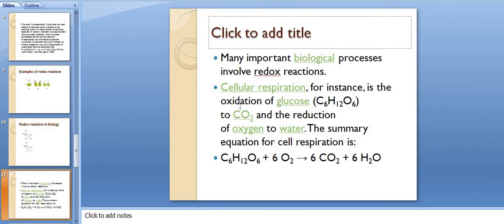Cellular respiration, for instance, is the oxidation of glucose to carbon dioxide and the reduction of oxygen to water.